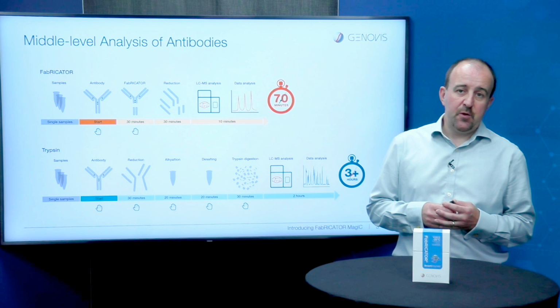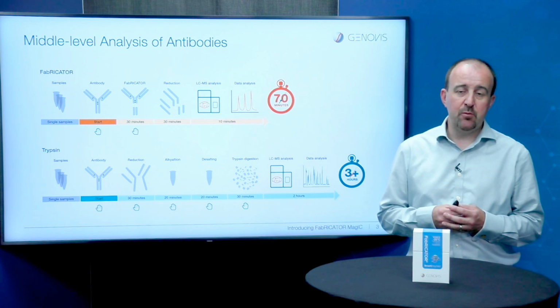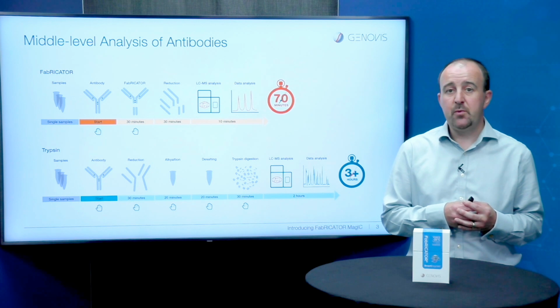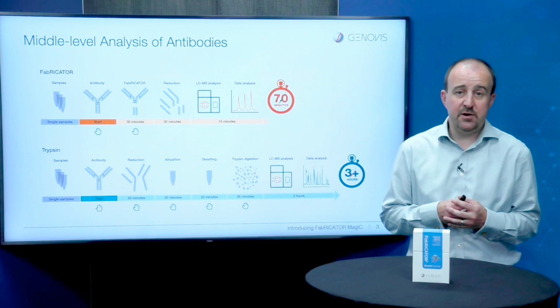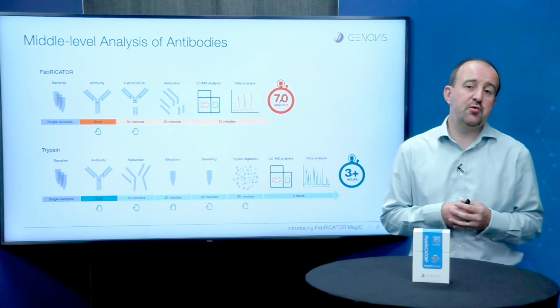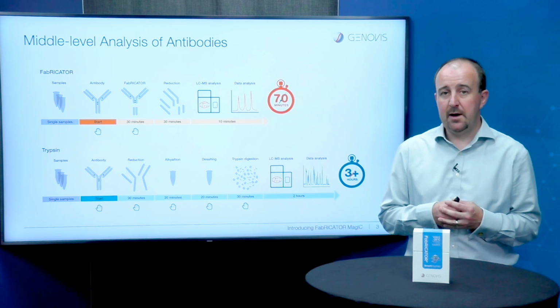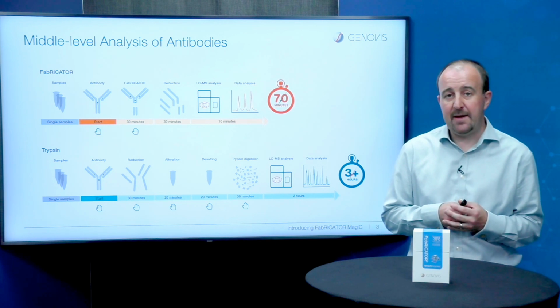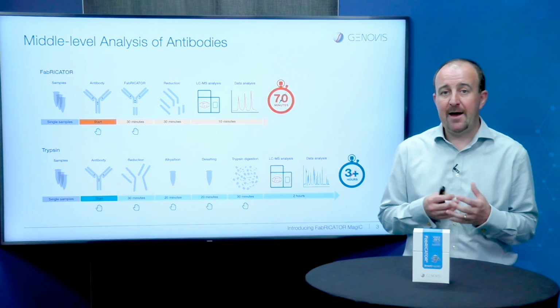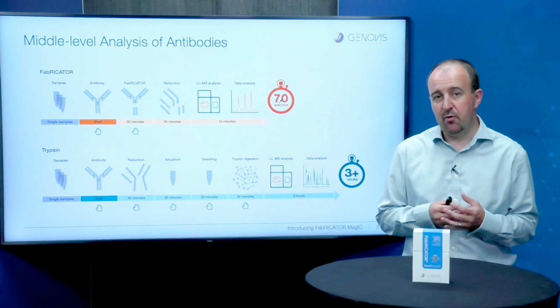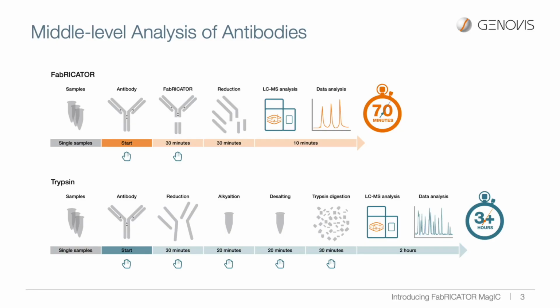So there's a number of different ways that we can analyze our biopharmaceutical molecule. First of all, we can look at the intact molecule, or we can do a peptide map using trypsin. Both of these have advantages and disadvantages, but a complementary way to do this is to do the middle level approach or middle level analysis of the antibody. And here we take a rather specific enzyme, we cut the antibody into smaller pieces, and we can then simplify and reduce the time of the whole process. And here you can see a comparison for an enzyme called FabRICATOR compared to tryptic mapping.